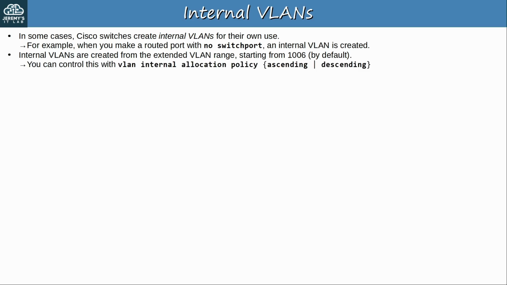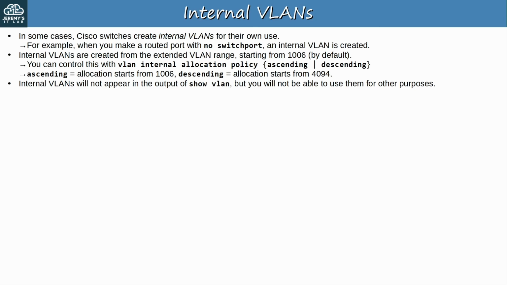The command is vlan internal allocation policy, then ascending or descending. Ascending is the default and means that allocation starts from VLAN 1006. Then after that would be 1007, 1008, etc. Descending means that allocation starts from 4094, then 4093, 4092, etc. Note that internal VLANs will not appear in the output of show vlan brief, etc. But you will not be able to use the internal VLANs for other purposes.